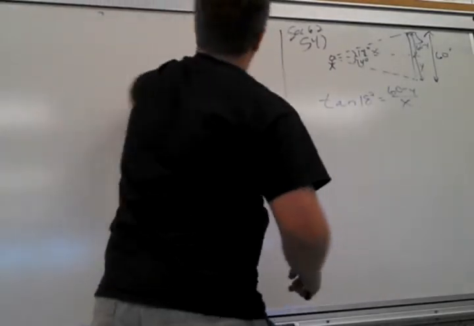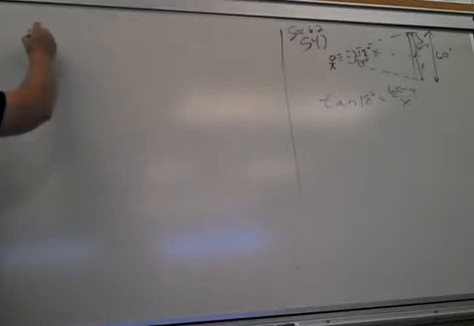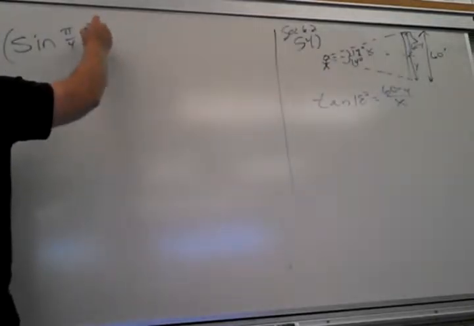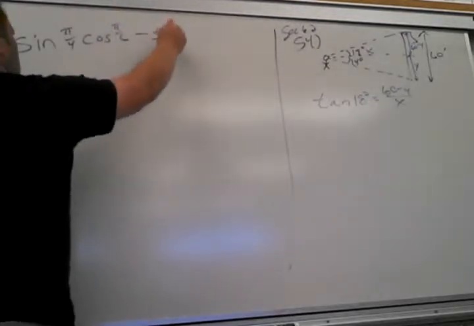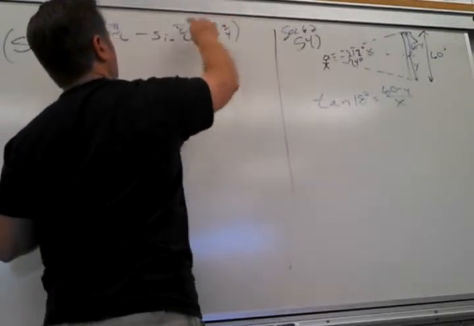I have to evaluate this expression without using a calculator. It's sine, all in parentheses, sine pi over 4 times cosine pi over 6, minus sine pi over 6 times cosine pi over 4, parentheses all squared.